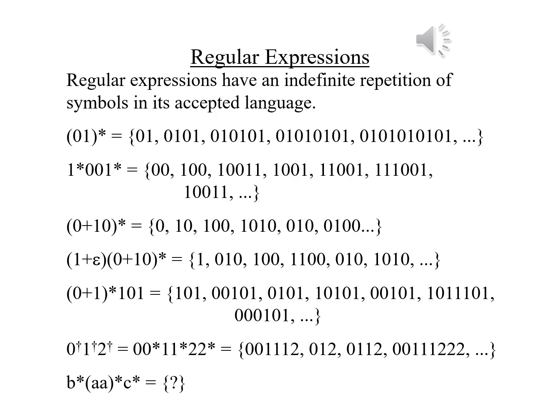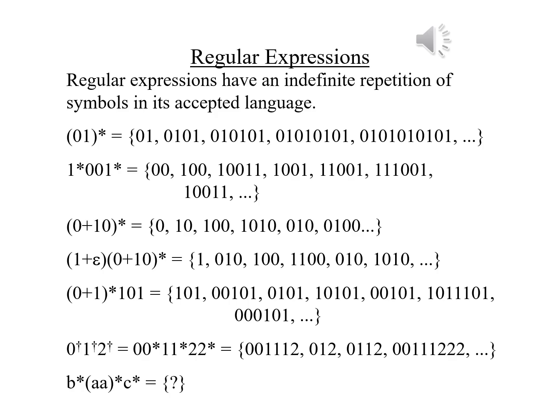In the second example, I have 1 asterisk, 0, 0, 1 asterisk. So I will have a single occurrence of 2 zeros, preceded by 0 or more 1s, and followed by 0 or more 1s. So I can have 0, 0, 1, 0, 0, 1, 1, 1, 0, 0, 1, 1, and so on. As long as I have a string of however many ones I have, 2 zeros in a row, and then another string of however many ones, it would meet the specifications for this language.